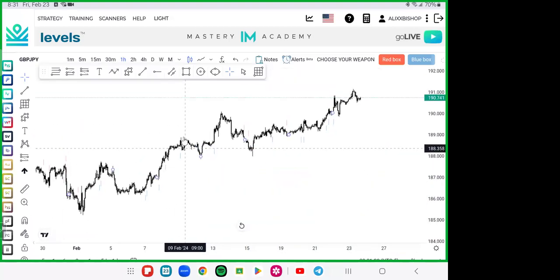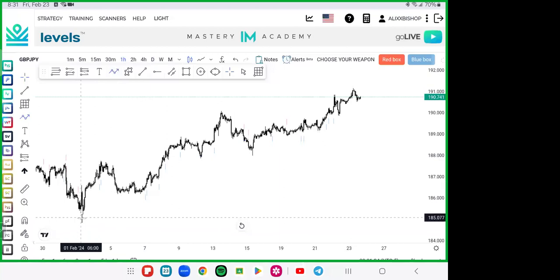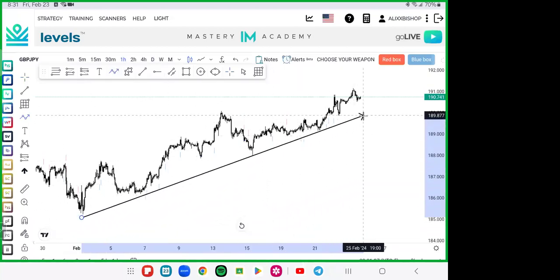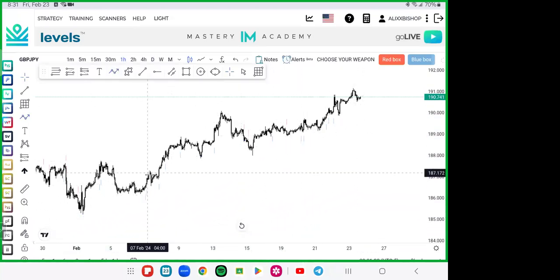All right. Bullish, bullish, bullish, bullish, bullish, right? Now look at all these blue arrows, guys. All these blue arrows, right? Levels is letting you know we got a bullish breakout.